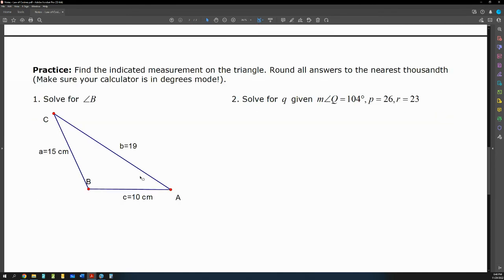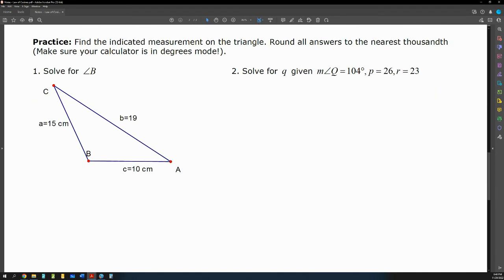All right, so let's get a little bit of practice. Go ahead and flip the page. So number one, let's go ahead and solve for angle B. I notice that we have all three side lengths.